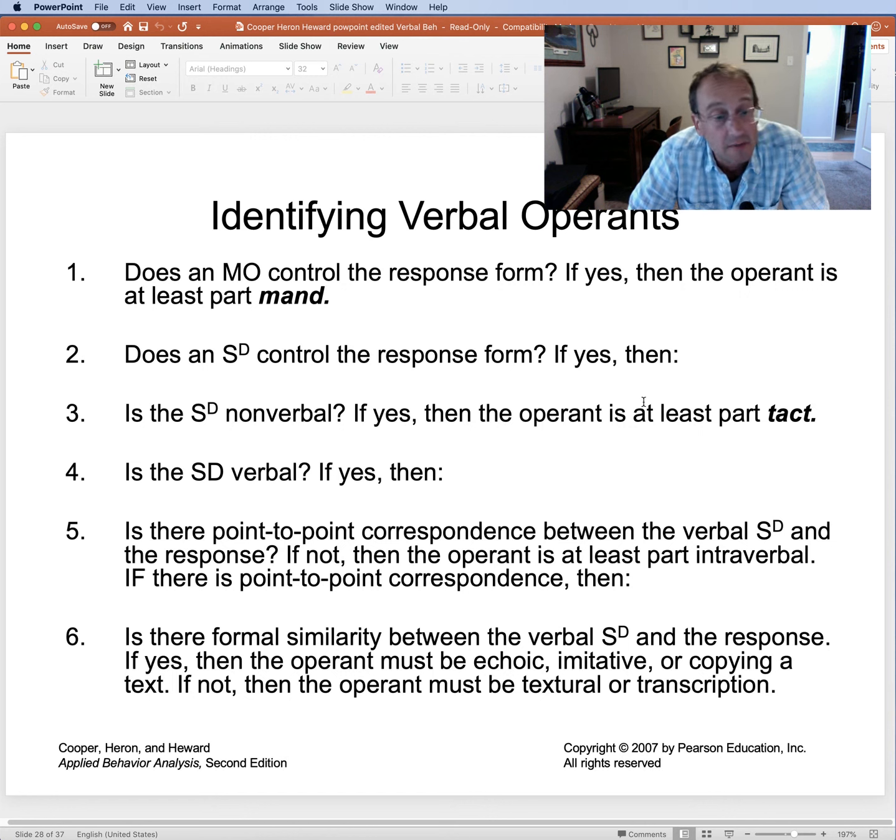If the SD is verbal, if yes, then is there a point-to-point correspondence, right? Is there exact copying? Well, if it is, then that's an echoic, right? If it's not, it's an intraverbal. Okay, so that's the difference in how you try to sort those out.